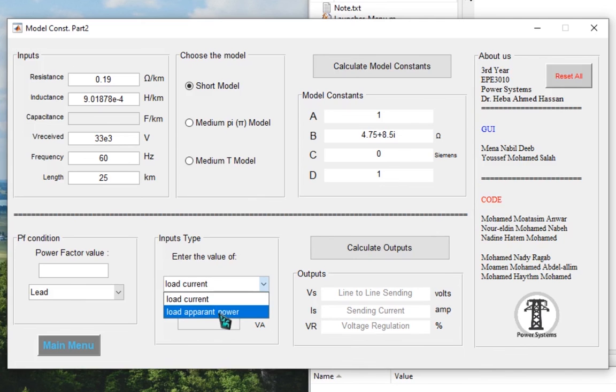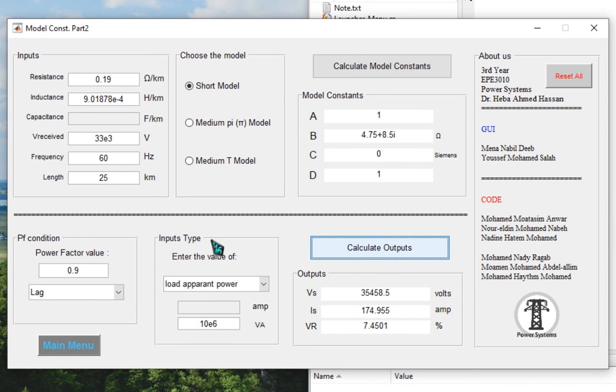I have the load apparent power, the load power factor, trying the lag first, calculate. This is the values for the lag, going for lead. This is the values for lead, and they are typical to problem 1 sheet 4.